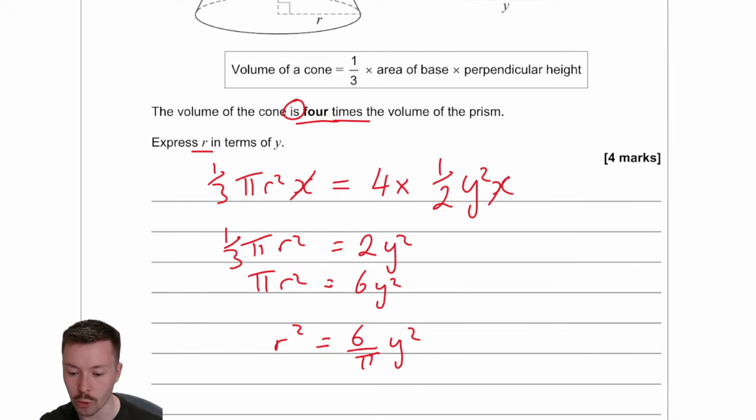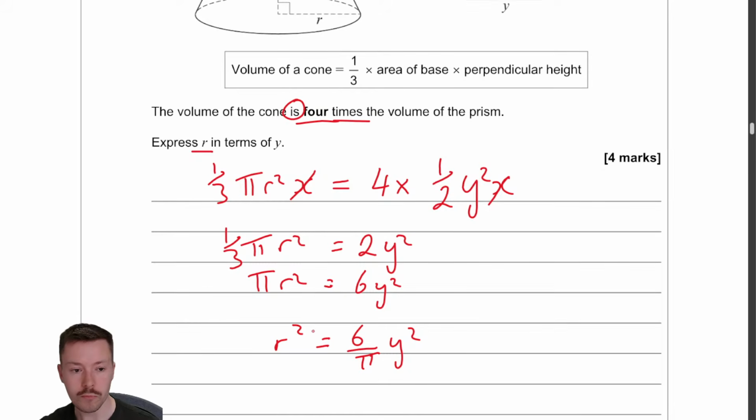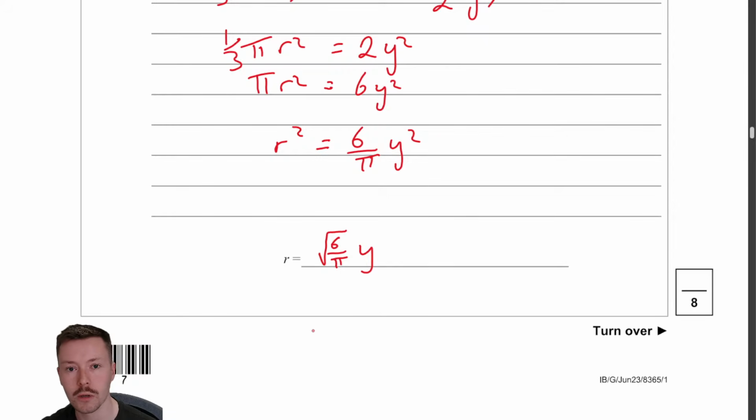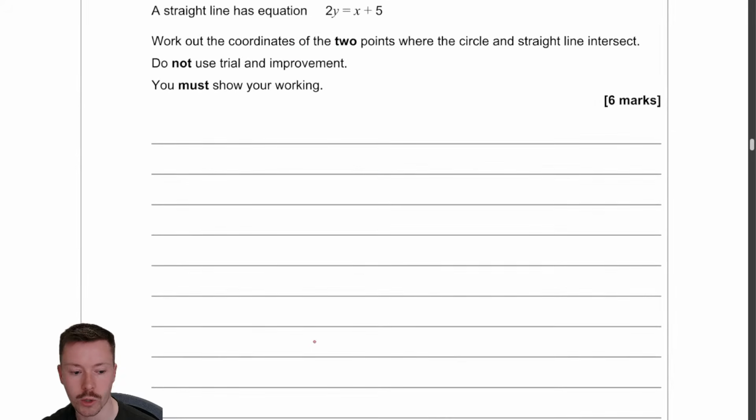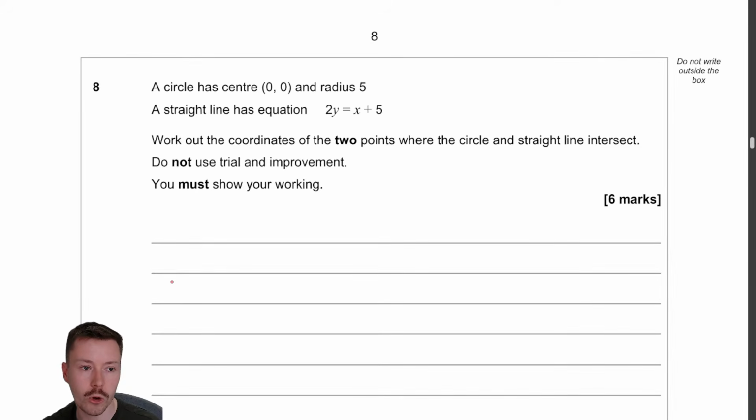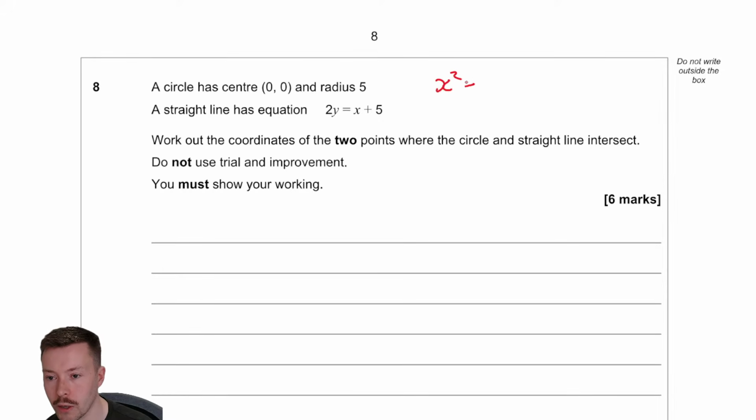You can leave it in different formats, but yeah, that's how we do it. Okay, moving on to the next question, question 8. We've got a circle with centre (0, 0), radius 5. Let's first of all write down the equation for that. So that is x squared plus y squared equals 5 squared, which is 25.